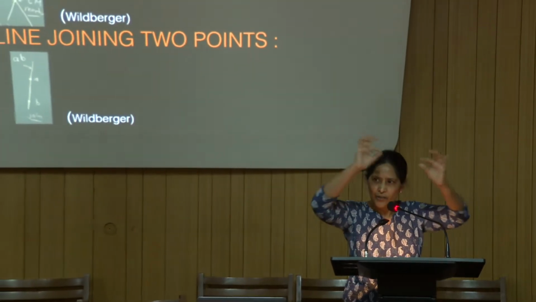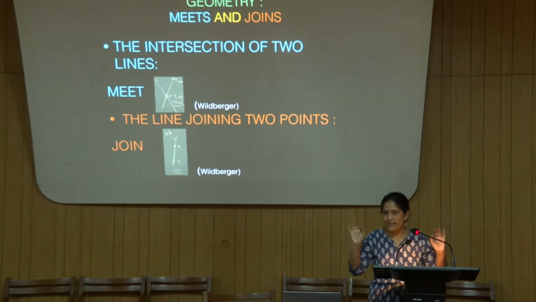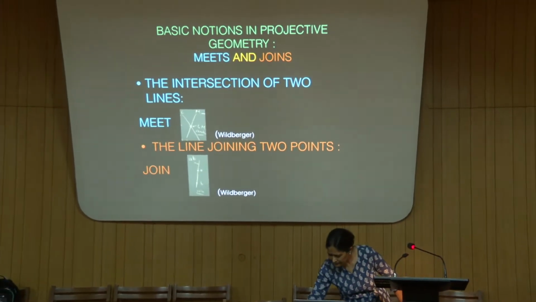So the basic notions in projective geometry are meets and joins. So what is a meet? The intersection of two lines is a meet. So if you take two lines, say one line is capital L, the other line is capital M, then the meet is called capital LM. And consider two points, little a and little b, and imagine joining the two points. That is called a join, that is little ab. These are the basic elements of projective geometry.